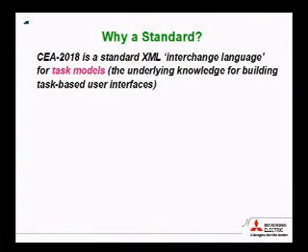Finally, so why do we need a standard? Let me say a word about what the standard is. CEA 2018 is a standard XML interchange language for task models. I can't tell you much about task models here, but suffice it to say that task models are the underlying knowledge for building task-based user interfaces. It's a machine-readable form of the user manual at a very abstract level.